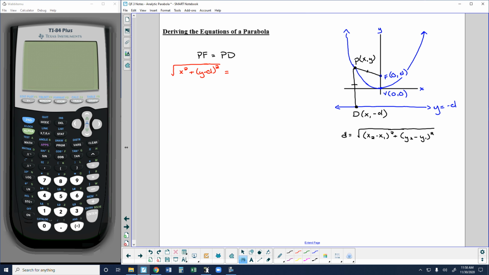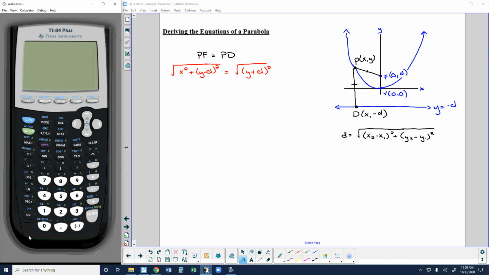Now for PD, here I have the square root of, my x coordinates are x and x. So x minus x would just be 0, and 0 squared is 0. So I don't need anything in there for the x's for PD, because again, the x's would subtract to 0. I do need the y's. This would be y minus negative d, which is y plus d quantity squared. So this is an equation for my parabola. Now we want to simplify this equation.